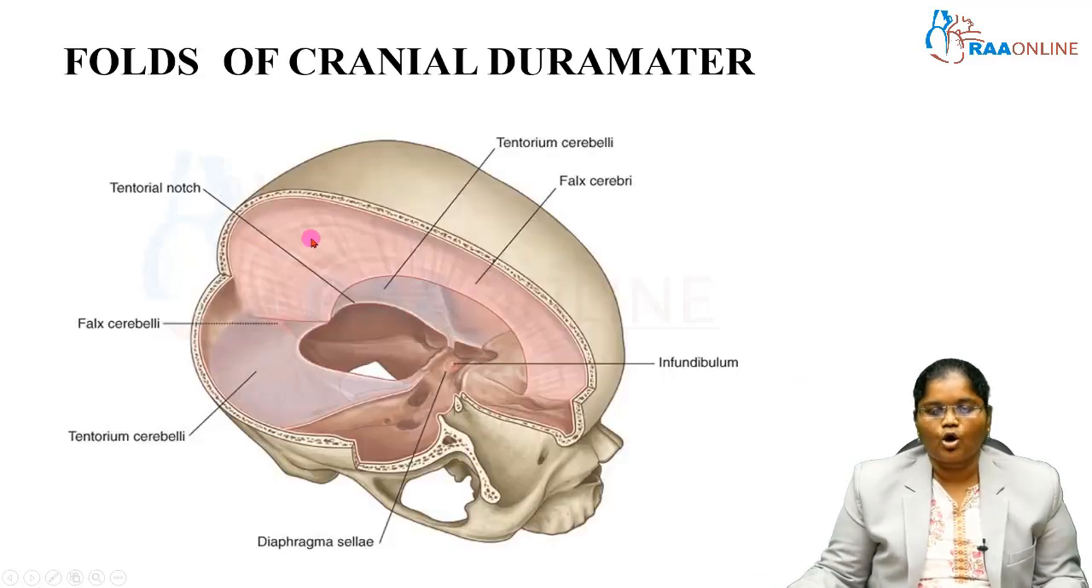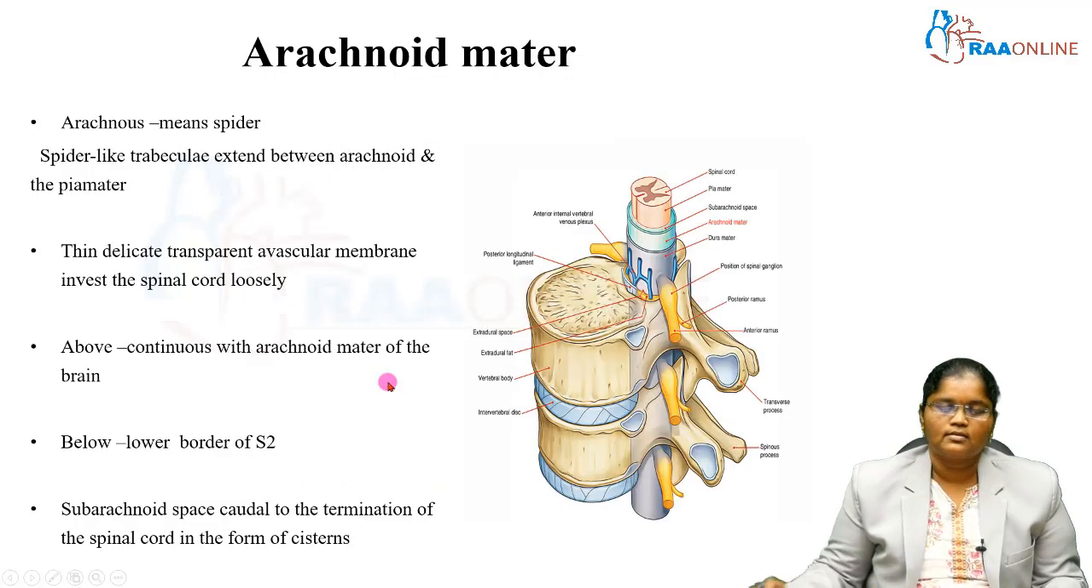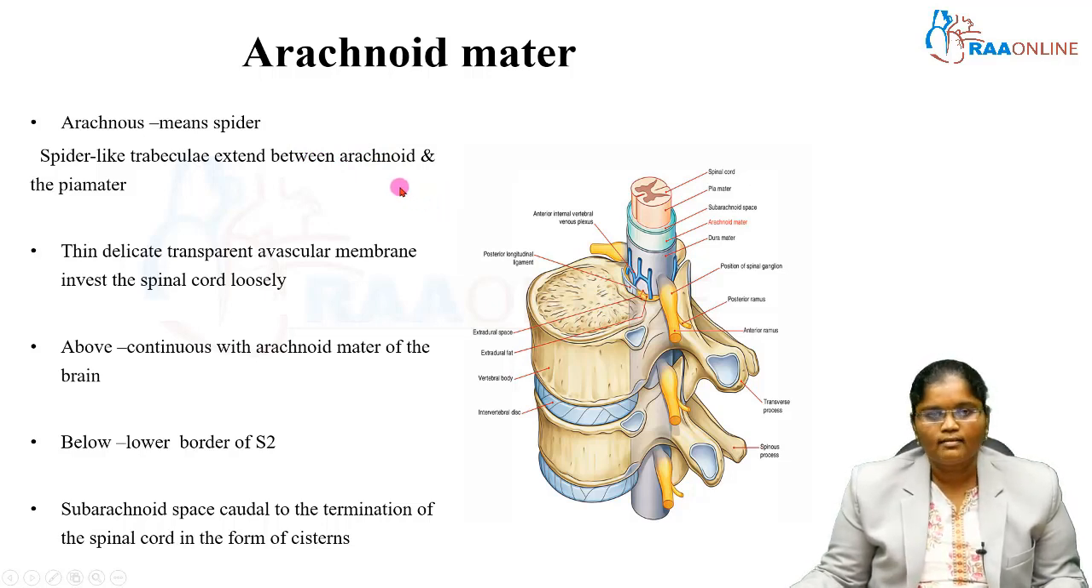So these are folds of cranial DURAMATER, which is derived from meningeal layer. These meningeal layer, they continue downwards as the meningeal layer or the DURAMATER of the spinal cord. So finally, the DURAMATER of the spinal cord is a continuation of meningeal layer, not periosteal layer.